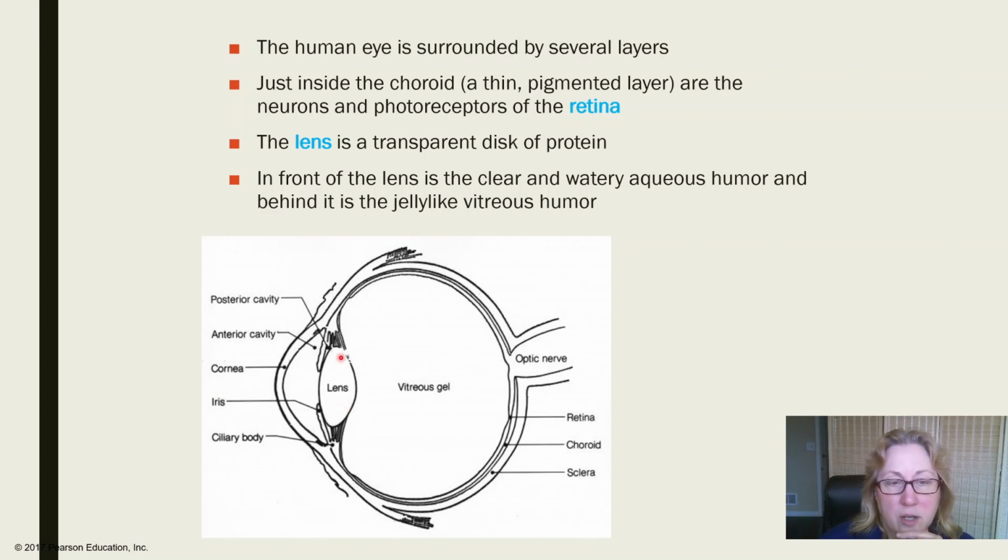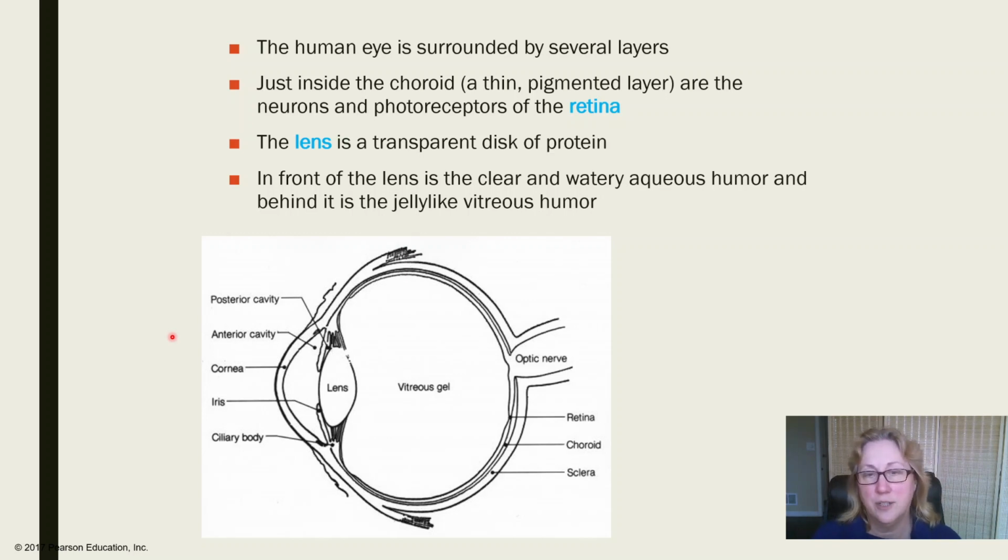The lens is also clear, and the lens is made up of protein, and it stiffens up with age and also with exposure to ultraviolet light. So if you're out in the sun a lot during your life, that's going to damage the protein in the lens, and it will stiffen up. And what happens when it stiffens up is you lose the ability to accommodate.